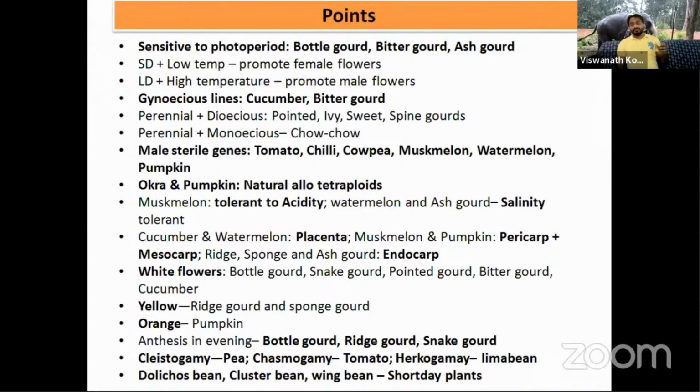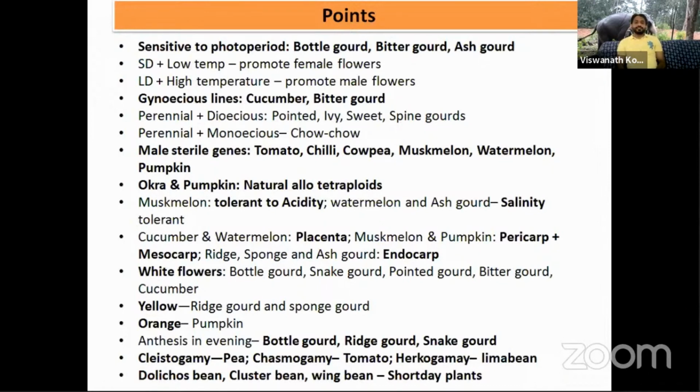Herkogamy means both male and female reproductive organs are in different directions. If anthers are grown in downward directions, the stigma will grow in upward direction. So that is called herkogamy. And heterostyly is present in brinjal. Don't confuse heterostyly with herkogamy. Herkogamy means male and female reproductive organs in different directions. Heterostyly means there are different lengths of style.